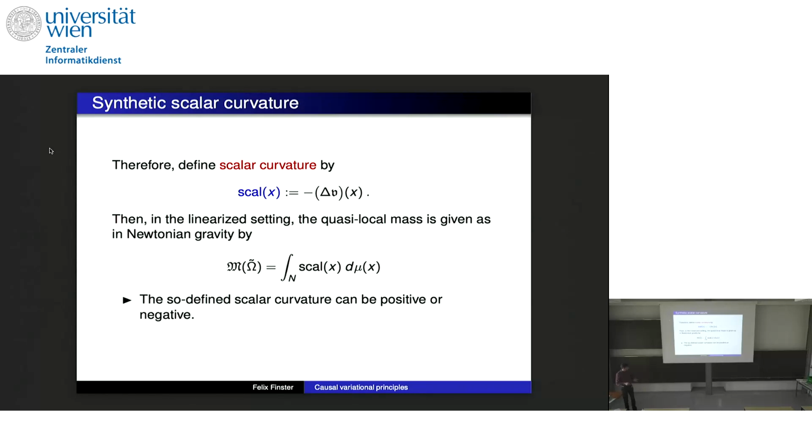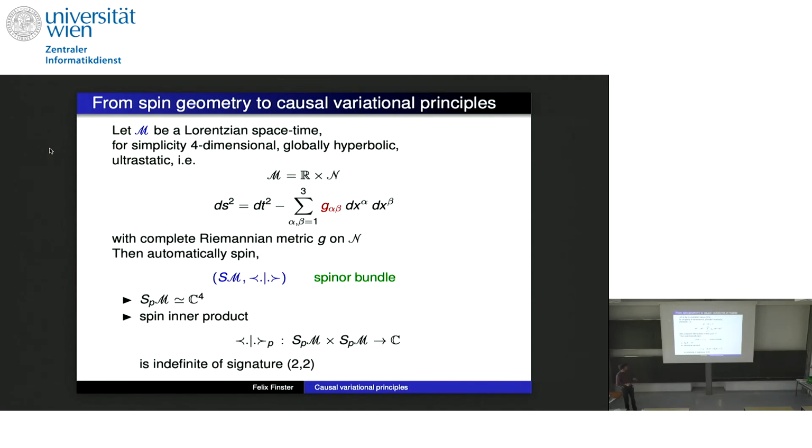Okay, so this is what I wanted to say here. I think the next part is how do you get from spin geometry to the causal variational principle? So this red arrow. Unless you have questions, I could just move on there. Let's see. Okay, good.